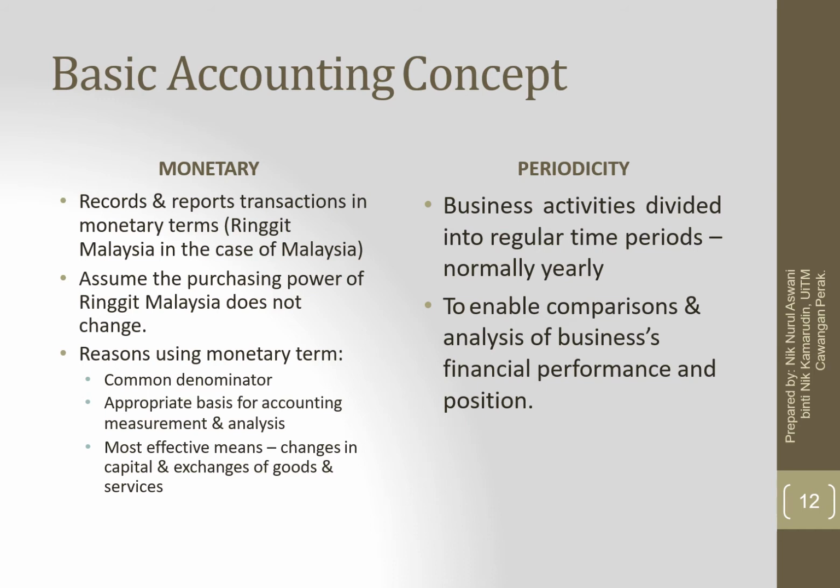The next one is periodicity. We have to assume that even though the business is assumed to operate forever or for a foreseeable future, the business activities can be divided into regular time periods. We have to set the start date and the end date for the business, normally yearly or equal to 12 months. This is to enable comparison and analysis of business financial performance and position.